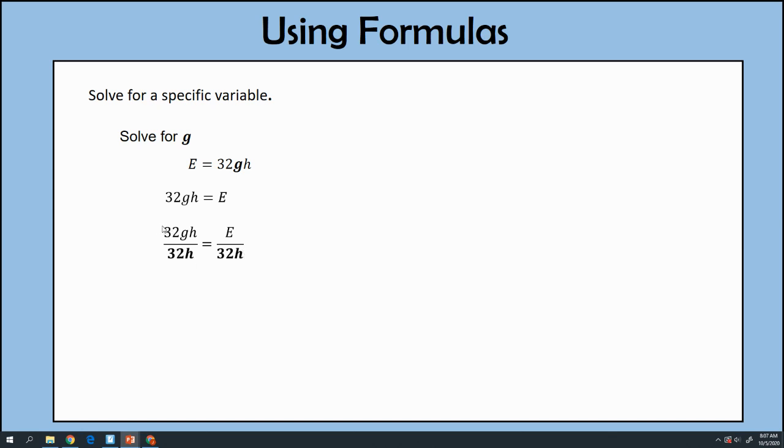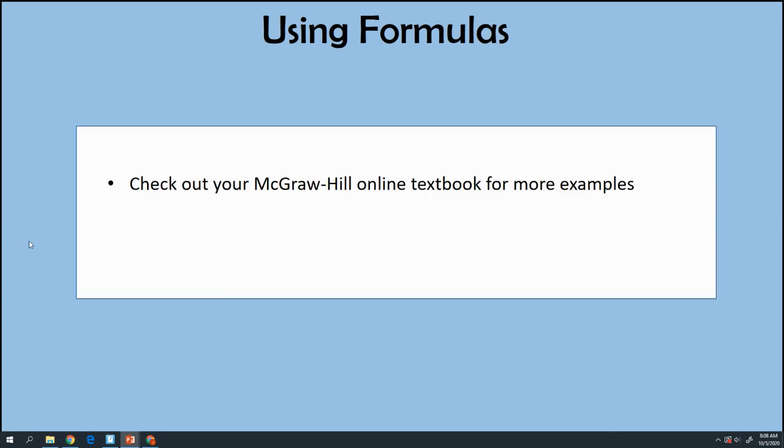Okay, this is a product. This is a product, which means we can cancel. So the 32's will cancel to give you a 1 and a 1. The H's will cancel to give you a 1 and a 1. So you're going to be left with G. So G is going to equal E over 32H. And that's your answer. You've solved for G. You've isolated it. Okay, there are more examples in your McGraw-Hill textbook.